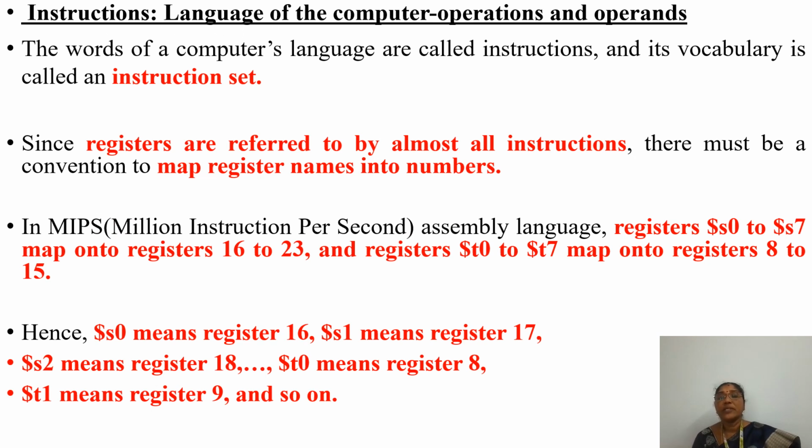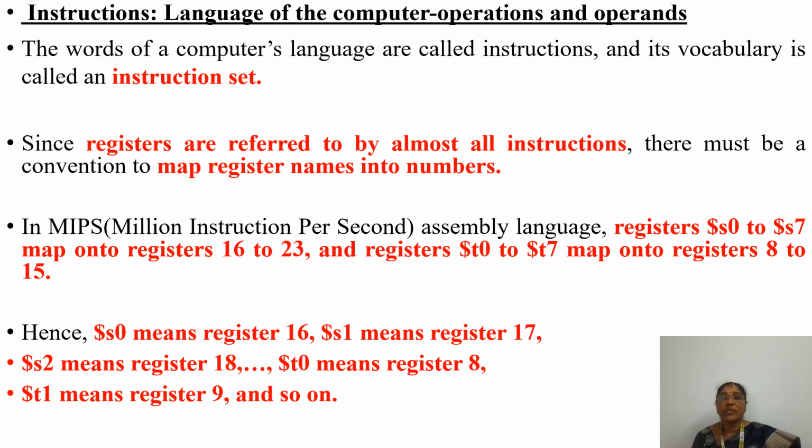Now we are going to consider the MIPS architecture. That is, MIPS is referred to here as millions of instructions per second. This MIPS architecture is a 32-bit architecture. Here, for each and every processor, we will have separate instruction sets. So now we are going to consider the instructions for the MIPS architecture. That is, the instructions are the words of a computer language. That's what we are calling instructions.